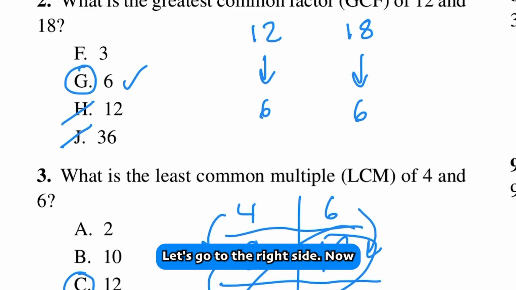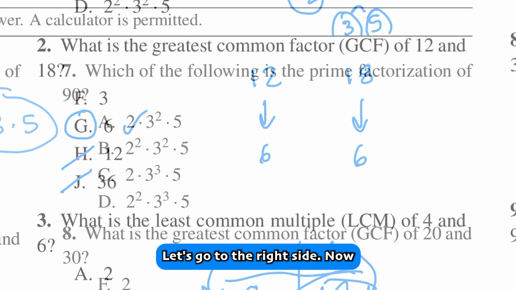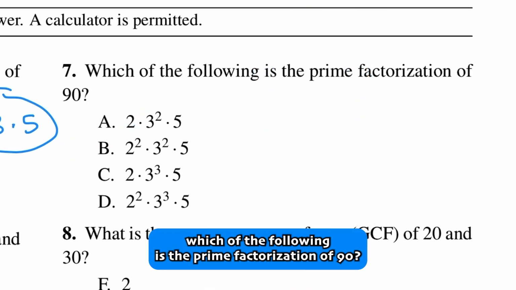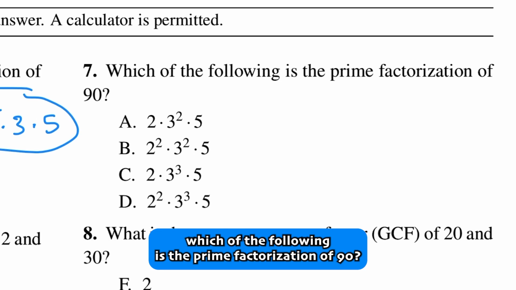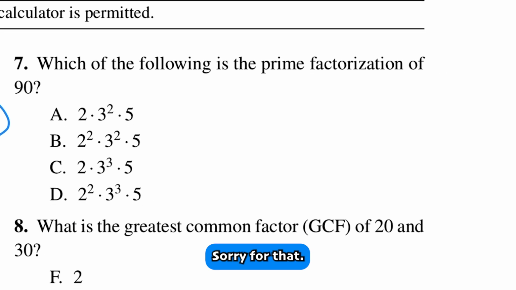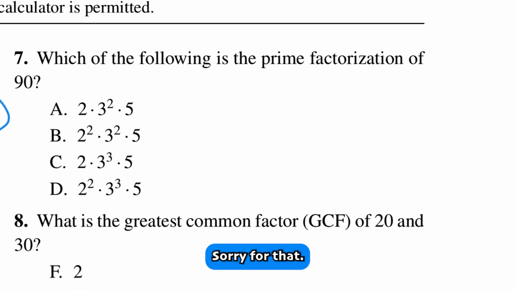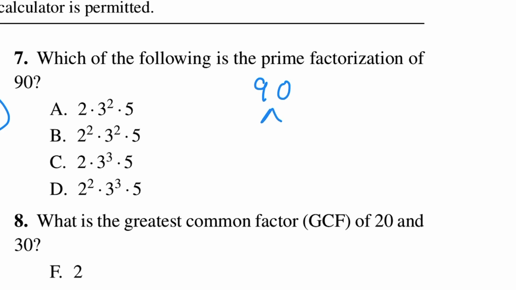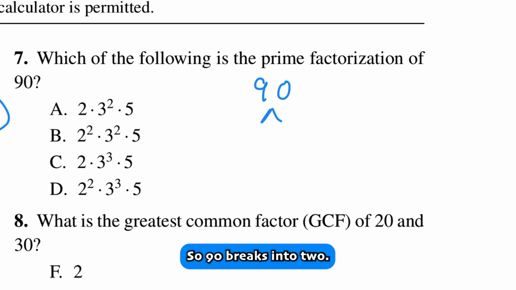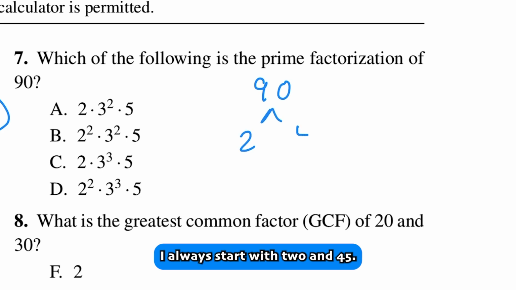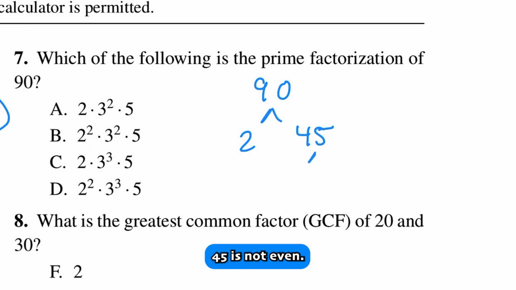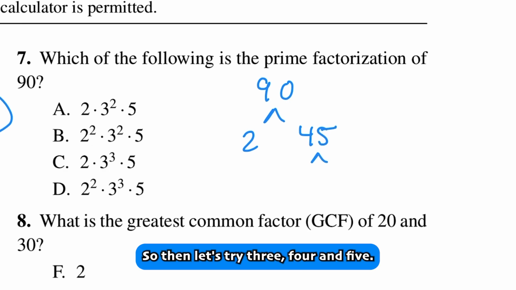Let's go to the right side now. Which of the following is the prime factorization of 90? So 90 breaks into 2. I always start with 2, and 45. 45 is not even, so then let's try 3. 4 and 5. This is how you know if 3 goes in.